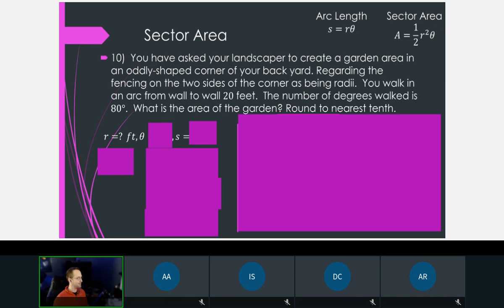you are not given, oops, my screen's messed up. Let me go back and then forward. You are not given the radius. You are given the angle, and you are given the sector arc length. So we couldn't just jump right into this, because we're missing this, right? We are missing this. So a couple ways to do it.